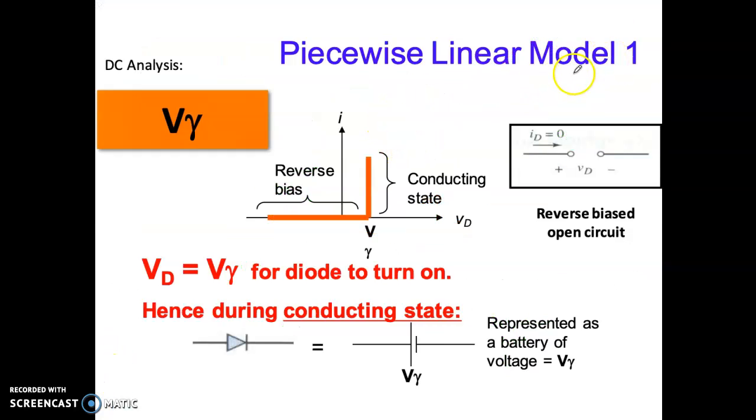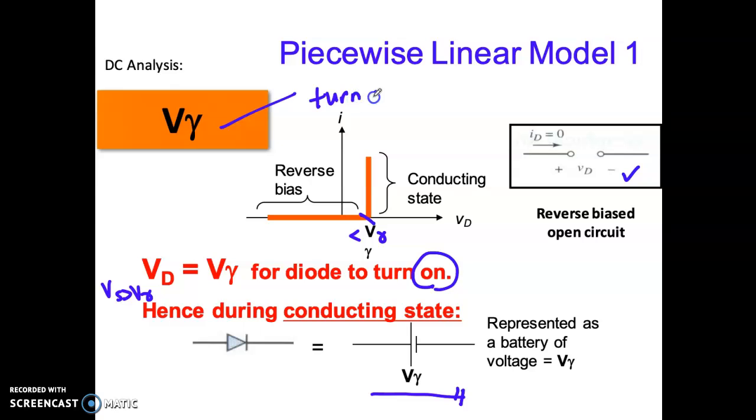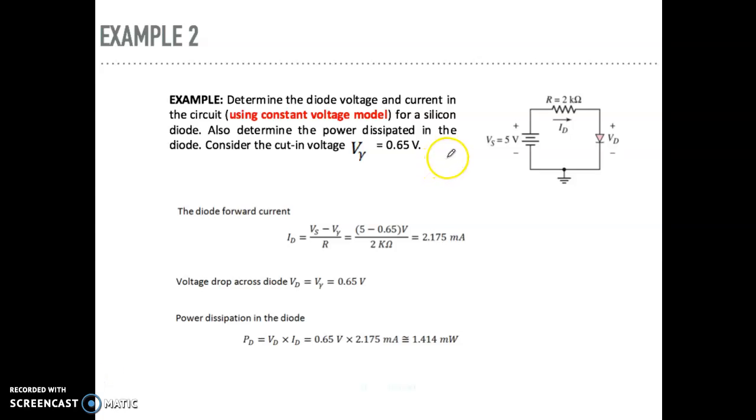So there are two conditions here for piecewise linear model 1. During reverse bias, as long as Vs is still less than V gamma, the diode will be off. Off means open circuit. But when your Vs is more than V gamma, the diode will be on, and you replace your diode with V gamma, represented by the battery voltage. This is what we call V gamma, or the turn on voltage.